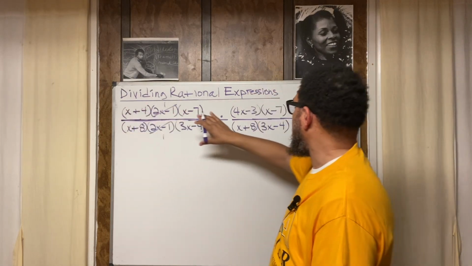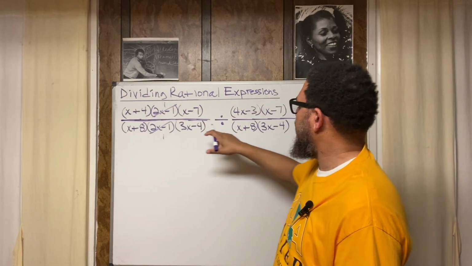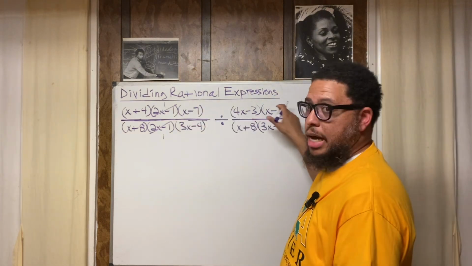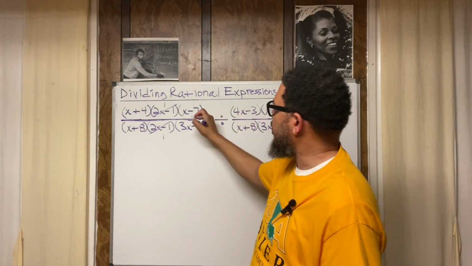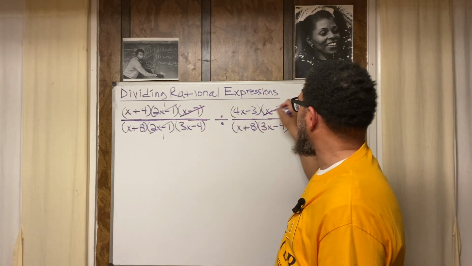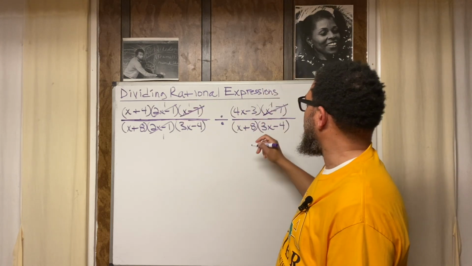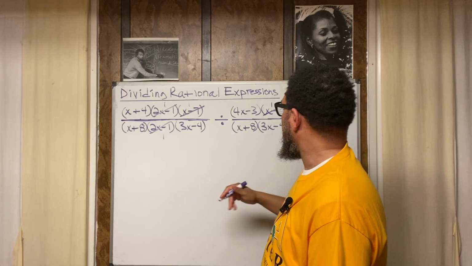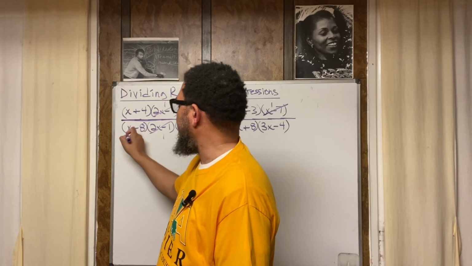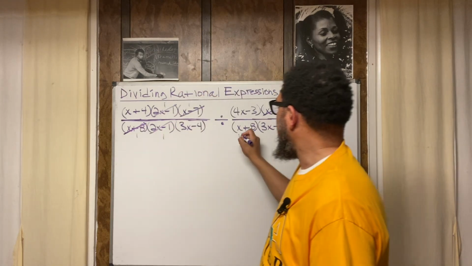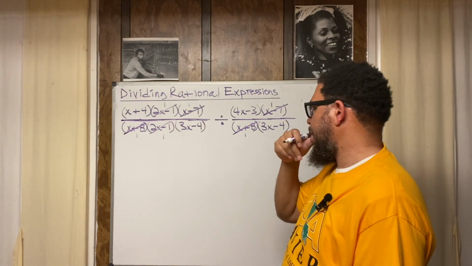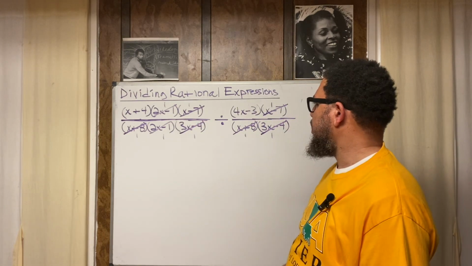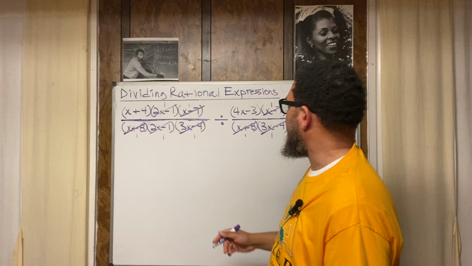But now let's look horizontal, right? I got an x minus 7 right here and an x minus 7 right here. Now we can divide horizontally. So x minus 7 divided by x minus 7 is going to be 1. So they're going to turn into ones. My bad, that looks like a minus sign. Let me get that out of there. All right. Then I got an x plus 8. Look what we got down here. I got an x plus 8 and an x plus 8. And then I got a 3x minus 4 and a 3x minus 4.